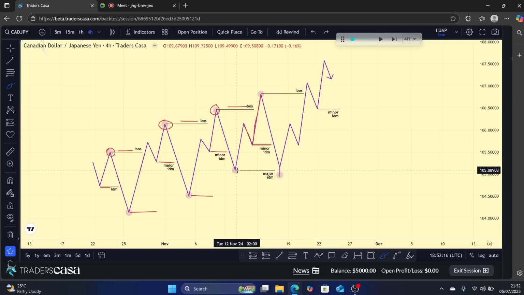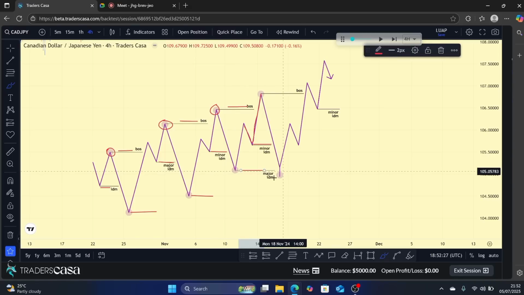So right here, this is the major inducement. This means that price may not be satisfied with the minor inducement and may decide to go for further liquidity, and that is the major inducement. So price may not only take the minor inducement, mitigate the POI and reverse, but sometimes it may take out the minor inducement, fail that POI and go all the way towards the external liquidity, the major inducement, then give that ultimate reversal.